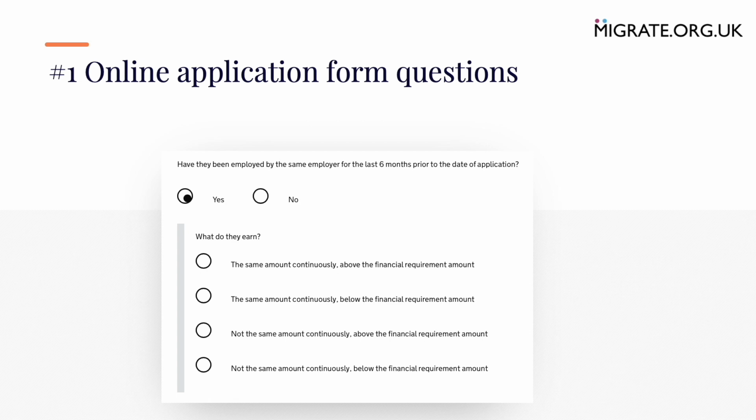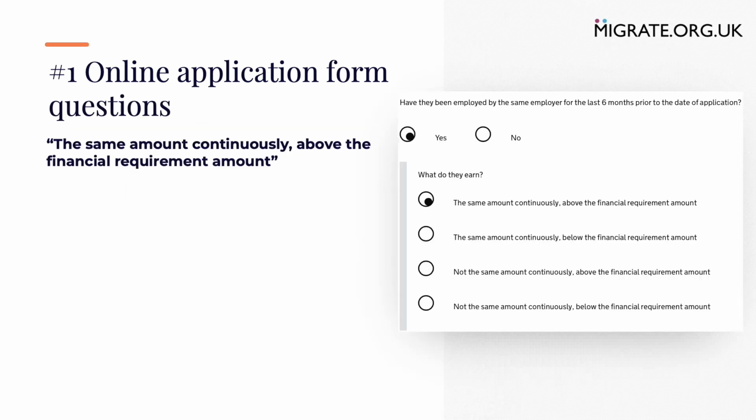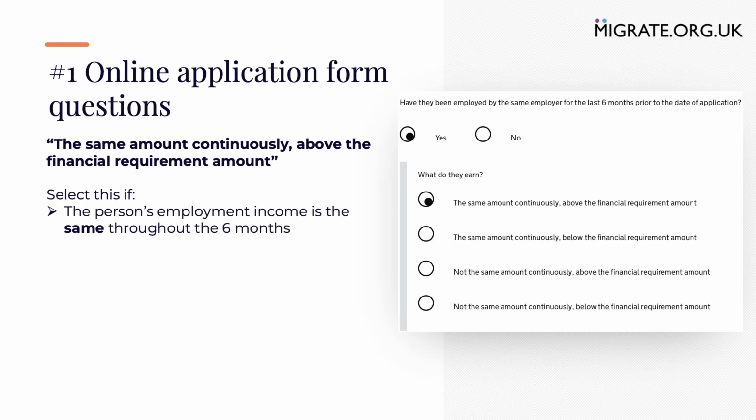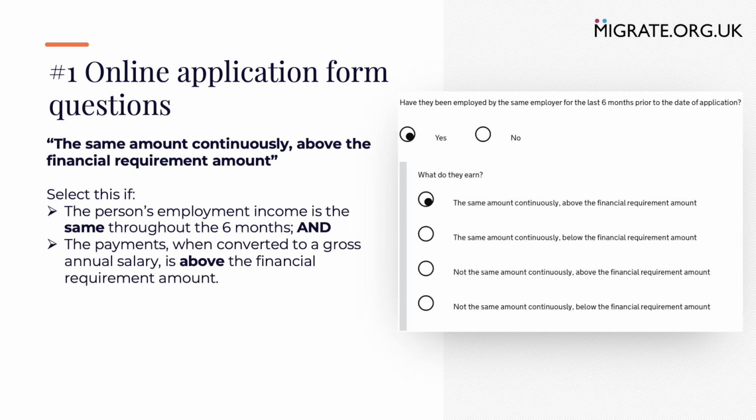So let's break down this ambiguously worded question. First, the same amount continuously above the financial requirement amount. You can select this if the person's employment income is the same throughout the 6 months, and the payments, when converted to a gross annual salary, are above the financial requirement amount.